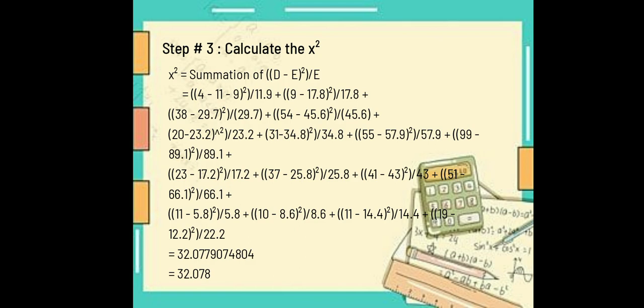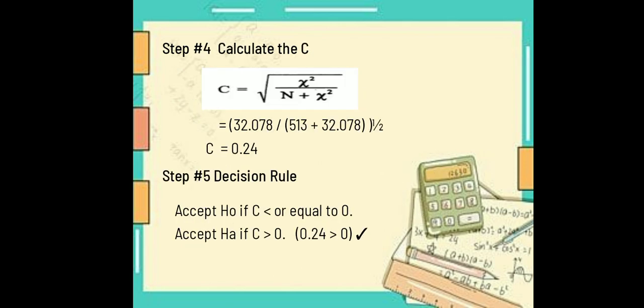So the summation of all the addition and other operations is 32.078. That is the chi-square. So we will get three decimal places, which is 32.078, right?